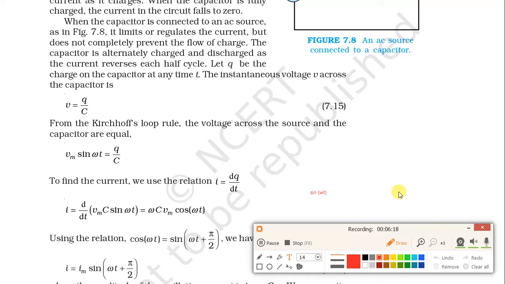Whenever we take the derivative of sin omega t, it gives us omega cos omega t. See here, the derivative of sin omega t is equal to omega cos omega t. So this is omega C Vm cos omega t. This is the derivative formula.